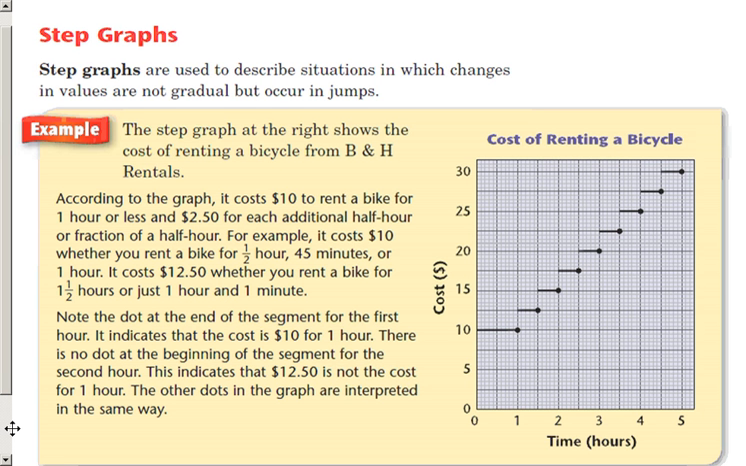Now, telephone and parking lot rates are other examples that are shown on step graphs. When you go into a parking garage, you pay for parts of an hour up to an hour. And as soon as you begin the next hour or next set of minutes, however it's set up, you're going to be on the next step of the graph.